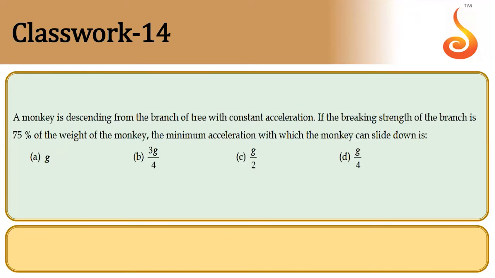A very interesting problem. A monkey is descending from a branch of a tree with constant acceleration. If the breaking strength of the branch is 75% of the weight of the monkey, the minimum acceleration with which the monkey can slide down is. So it is sliding down, so the weight of the monkey will decrease.